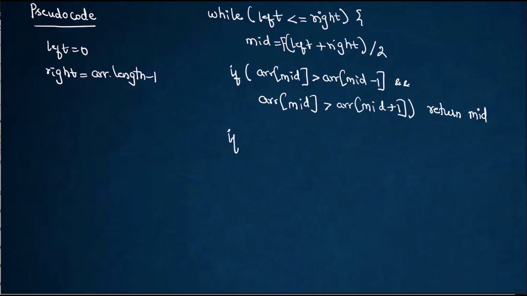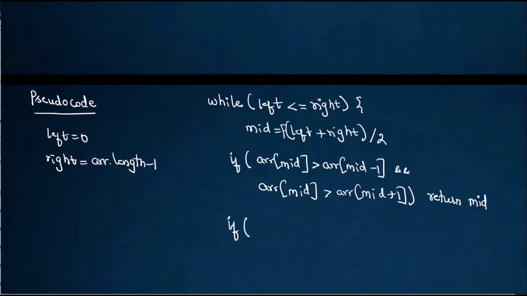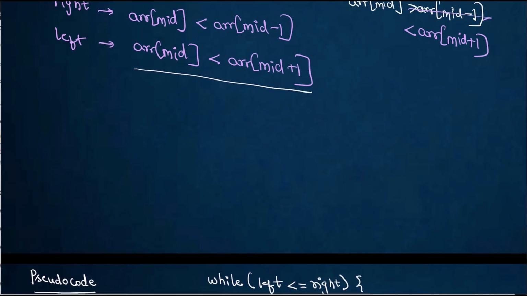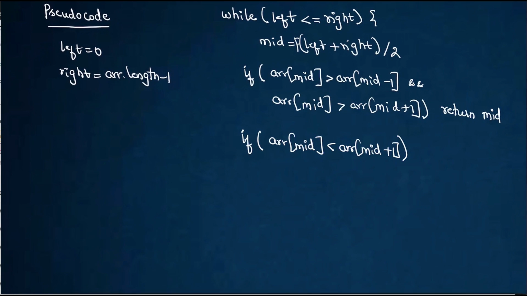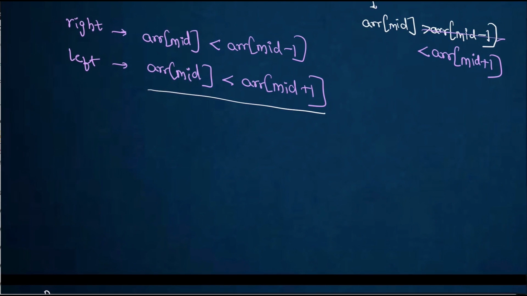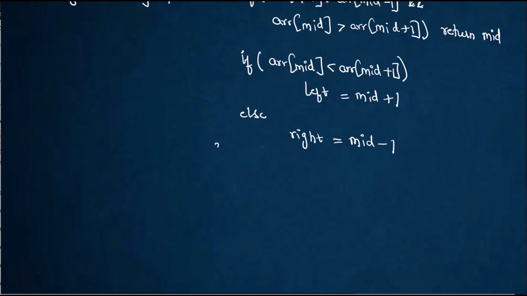Let's write a condition to update our left pointer like we discussed here. Array of mid less than array of mid plus 1 will update our left to point to mid plus 1 index. Else, if this doesn't hold good, then we are updating our right pointer and we'll do right is equal to mid minus 1. So we don't have to specify this condition because it anyways falls into else part then. And we will close our while loop.